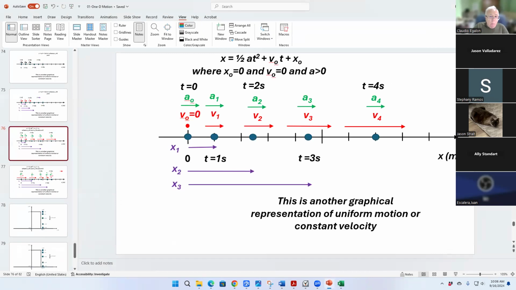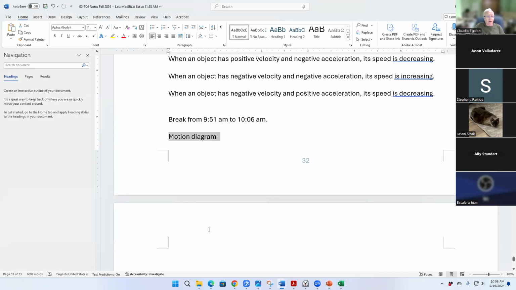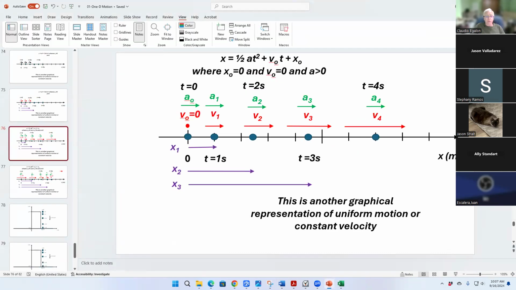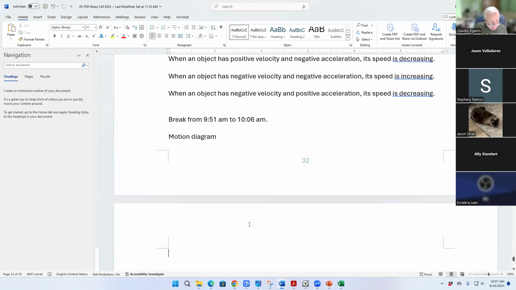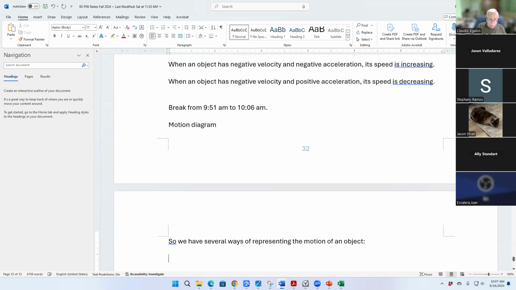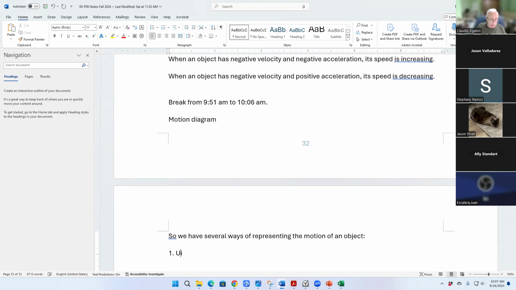I'm back here. Okay, what you see right in here is what we call a motion diagram. That's another representation of the motion of an object. So we have several ways of representing the motion of an object. The first one is by using equations, the equations of motion.